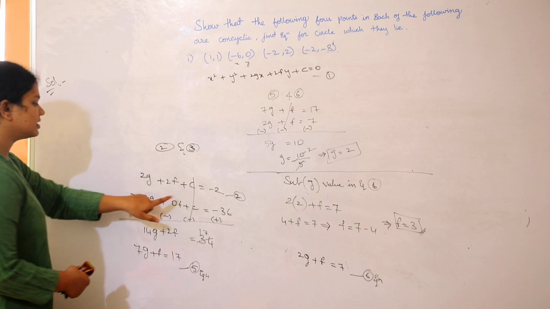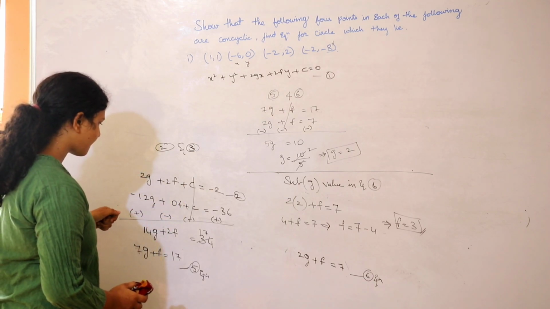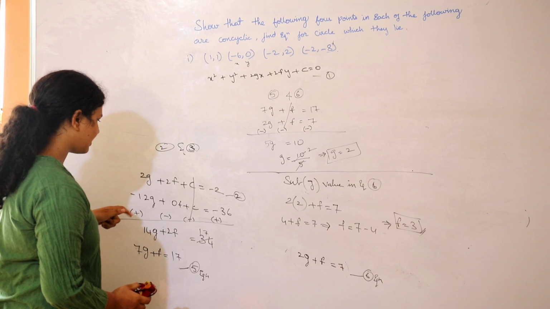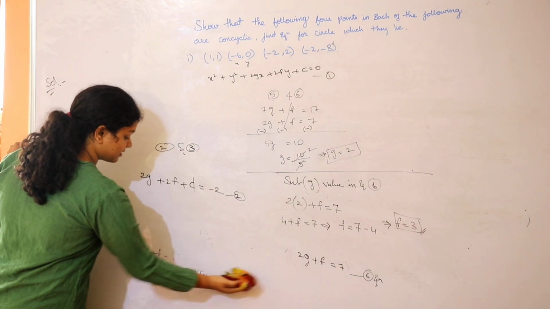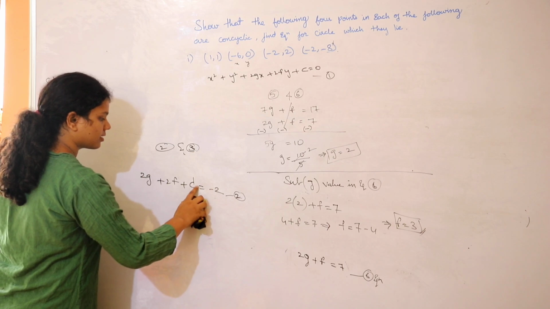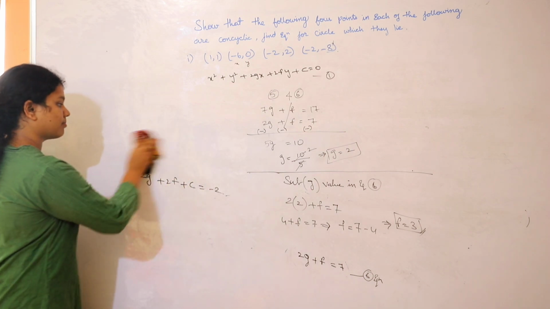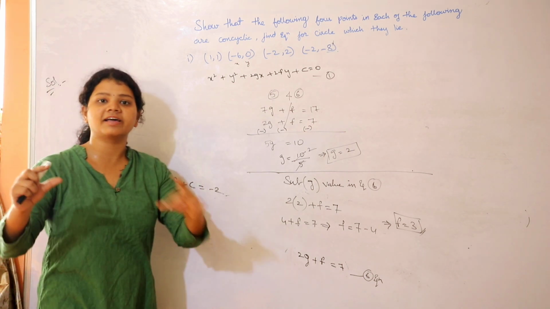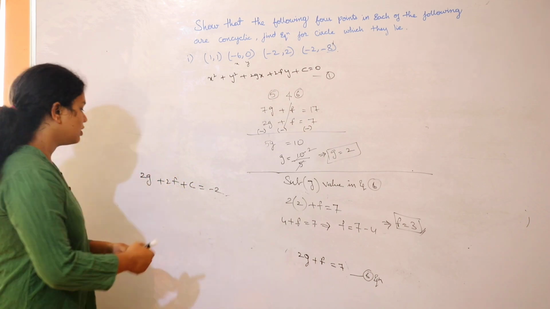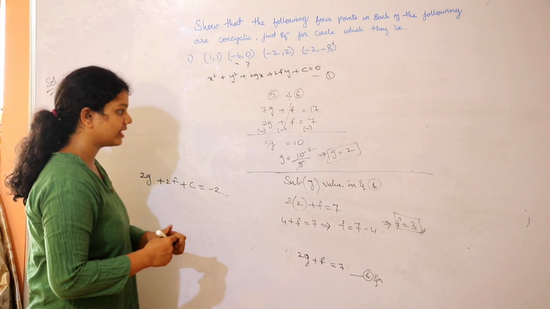And now we should find out this C value. I want to substitute G and F values in the second equation to find the C value. Are you getting it? Guys, if you're confused, just mention in the comments. If you didn't understand this method, then definitely I will reply in the comments.